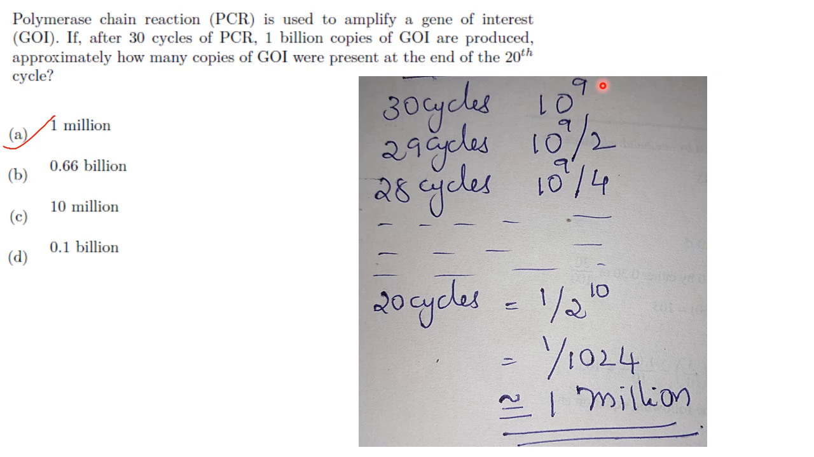So 30 cycles it is 10 raised to 9. 29 cycles will be 10 raised to 9 divided by 2. 28 cycles will be 10 raised to 9 divided by 2 raised to 2. So it will be 4. The 27 will be 10 raised to 9 divided by 2 raised to 3. So it will be 8. And so on and so forth. We will get at 20 cycles 1 by 2 raised to 10. So 1 by 1024, that will be approximately 1 million. So the answer here is option A.